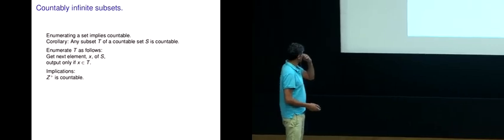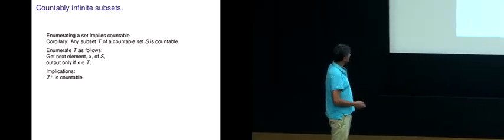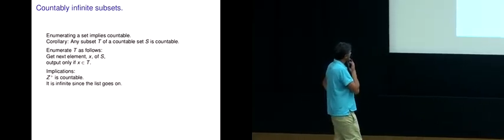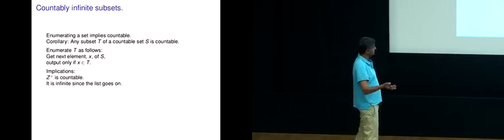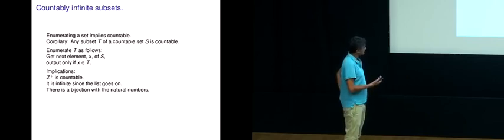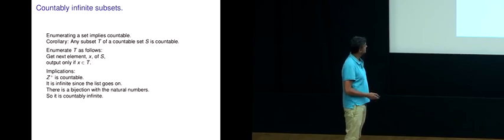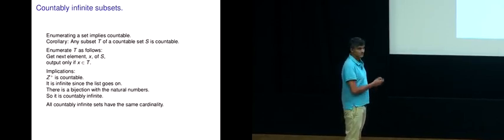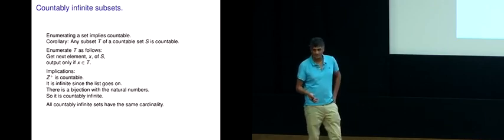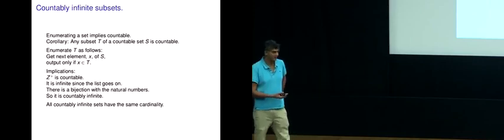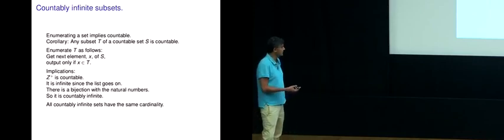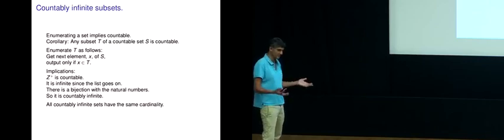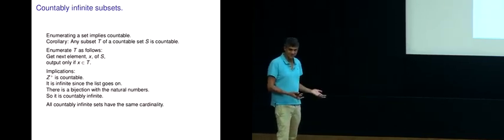Okay, so Z plus, the positive integers, is countable. It is infinite since the list goes on forever. So there's a bijection with the natural numbers. So it's countably infinite. That's what we mean by countably infinite. So all countably infinite sets have the same cardinality. They have the same cardinality as the integers. Okay? This is what we mean by cardinality of infinities.